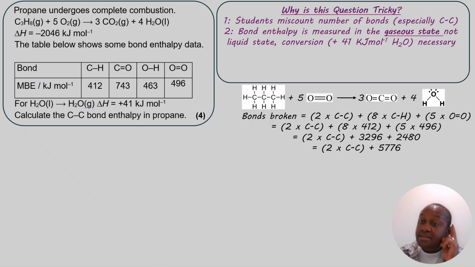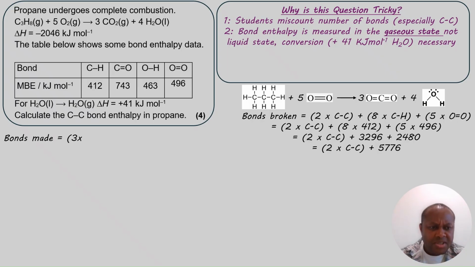Now, the second thing that makes this problem quite tricky is that bond enthalpy is measured in the gaseous state, not in the liquid state. So bond enthalpy is the energy that is required to break 1 mole of the bonds in the gaseous state. This is very important because the original equation that we've been given gives us 4 moles of water in the liquid state. So we must first convert those 4 moles of water to the gaseous state before we break the bonds.